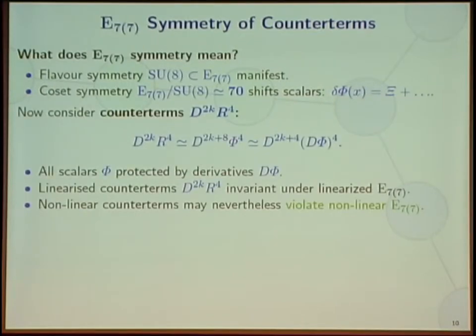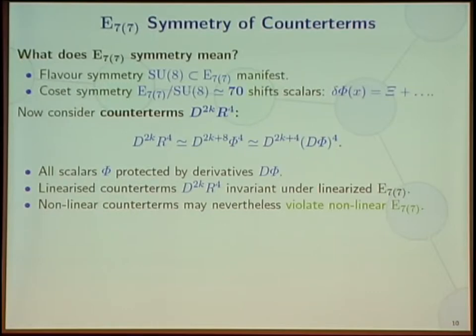So let's now consider these counterterms, D^2k R^4. As I said before, you need to do the supersymmetry completion, and then you can also see some scalars. Well, if there are no scalars, then they are invariant. But in the scalar sector, they come with lots of derivatives acting on 4 scalars. And the curious result here is that every scalar is protected by at least 1 derivative. Whenever you see a scalar in this supersymmetry completion, it's covered by a derivative, and because it's a constant shift, it's invariant under E7.